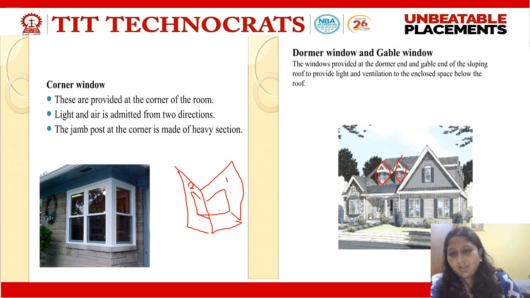So what is the benefit? We may get extended light and ventilation from the extended portion of the house. Even in the roofing area we may get light due to the presence of the dormer window.